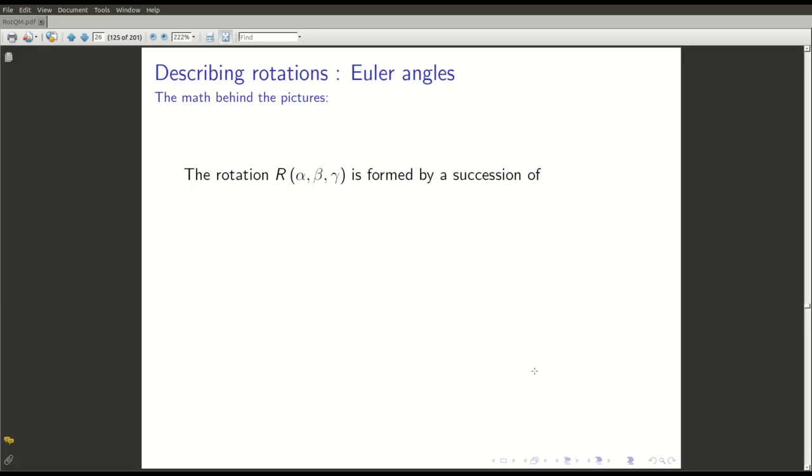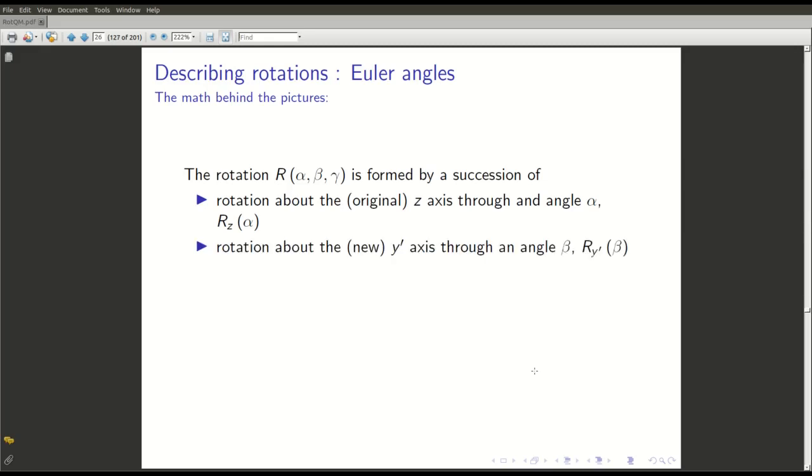So this rotation R, corresponding to the Euler angles alpha, beta and gamma, which we denote as R(alpha, beta, gamma), let me remind you, is formed by a succession of three rotations. First, a rotation about the original Z axis through an angle alpha, corresponding to the matrix R_Z(alpha). Then we rotate about the new Y prime axis through an angle beta, R_Y'(beta). And finally, we rotate about the newer Z double prime axis, which is the same, remember, as the Z axis, through an angle gamma to get R_Z''(gamma).